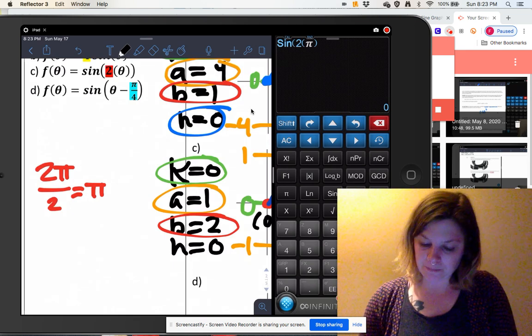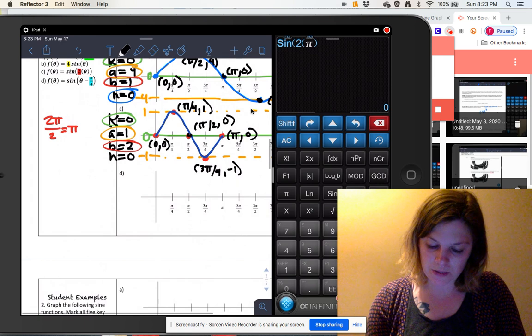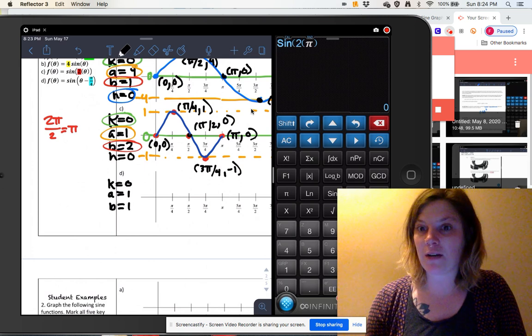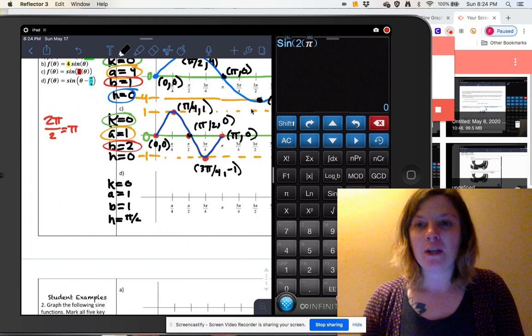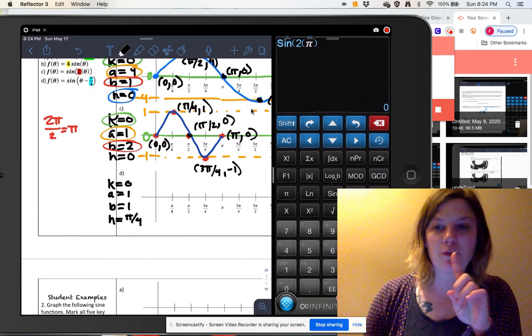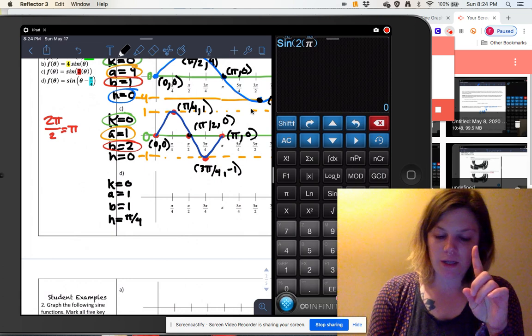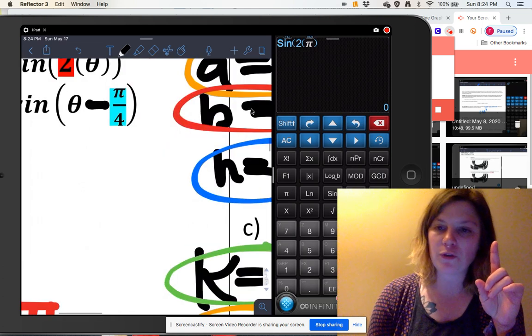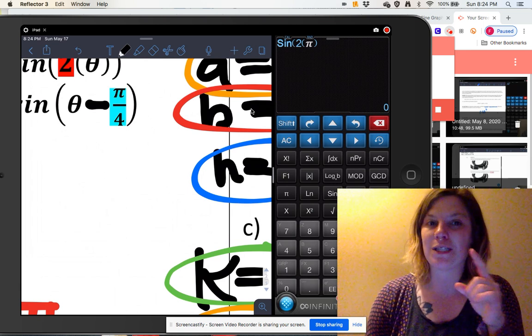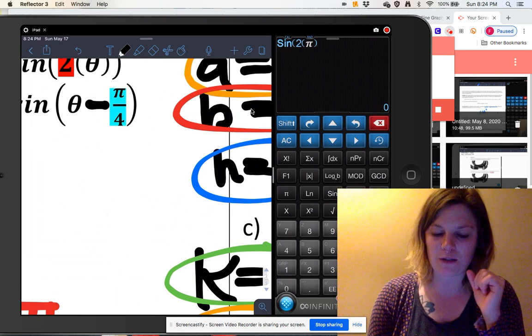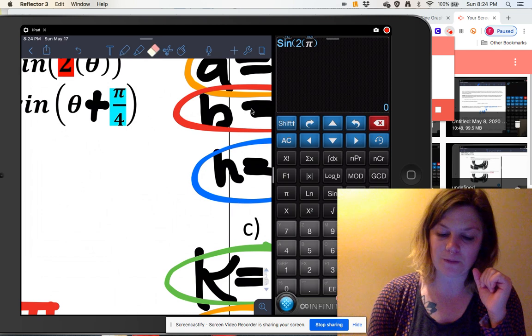So let's go through and write down all our values in order. K is still 0. A is 1. B is back to being 1 now. We don't have anything multiplying. But our H value is pi over 4. Keep in mind, it's not negative pi over 4, it's pi over 4. This is part of the general formula. Remember, it's always the opposite sign than you think it's going to be. Your H is positive when you see a negative, and it'll be negative when you see a positive here.